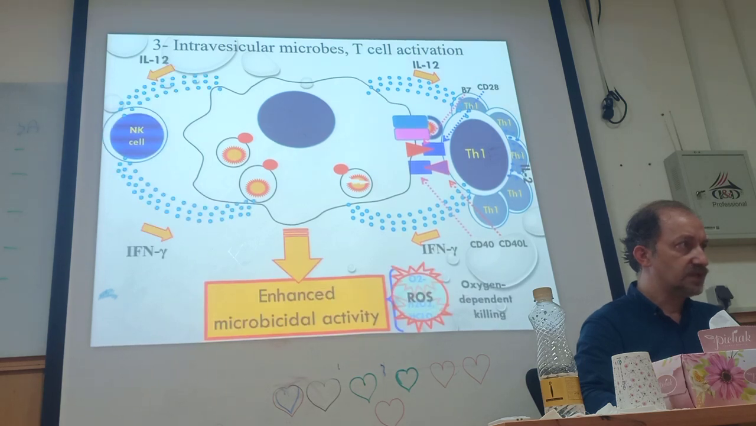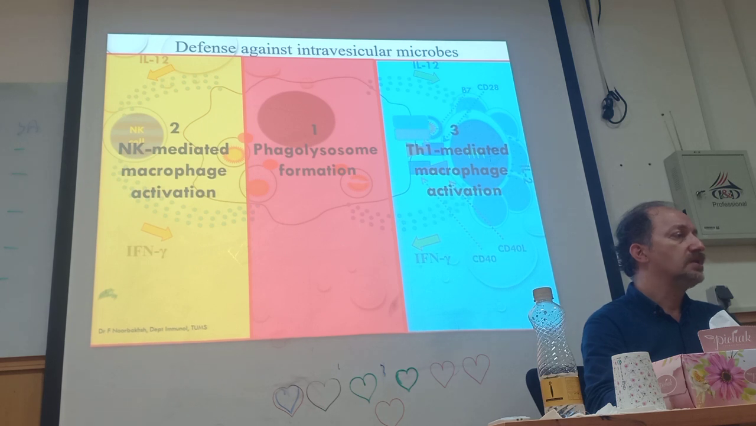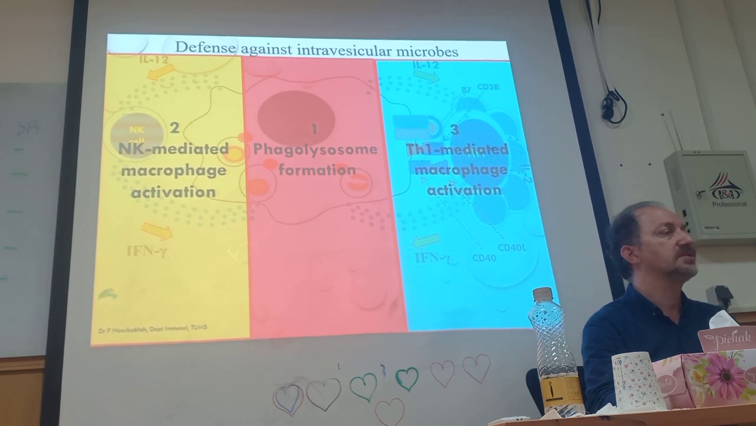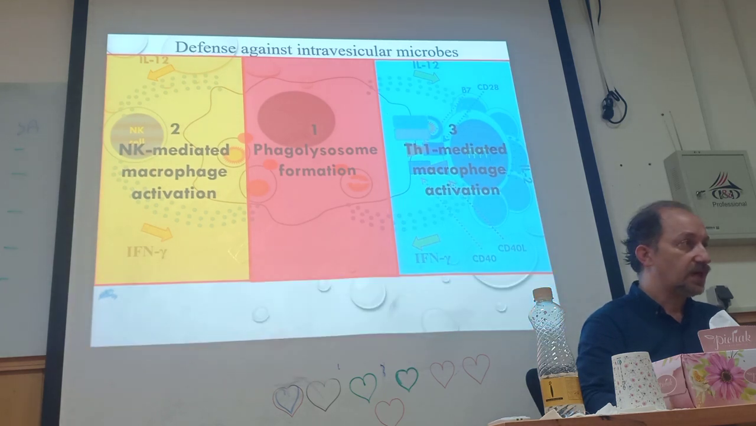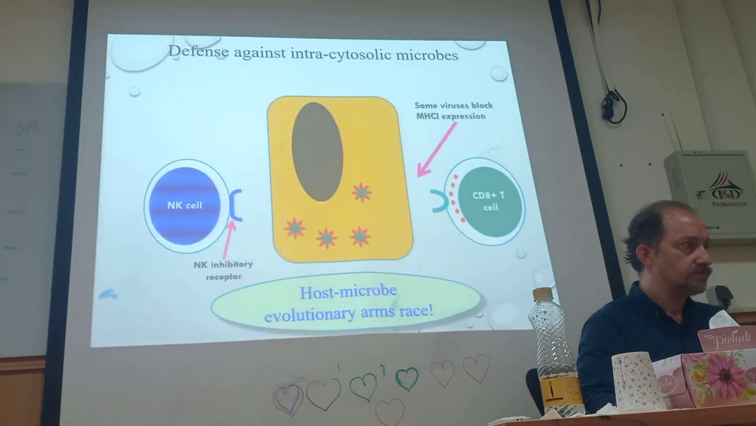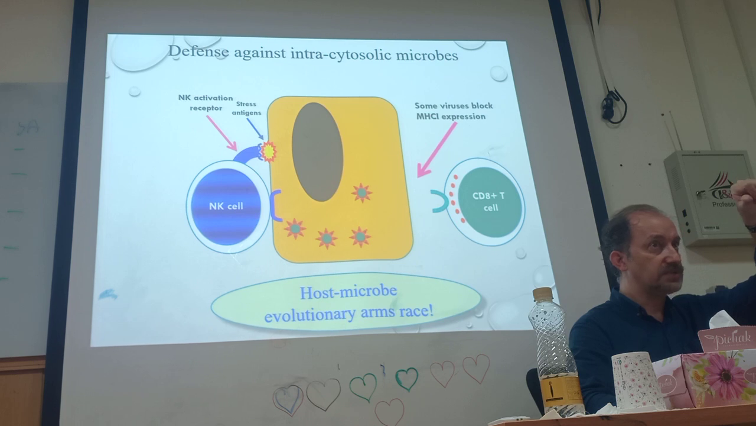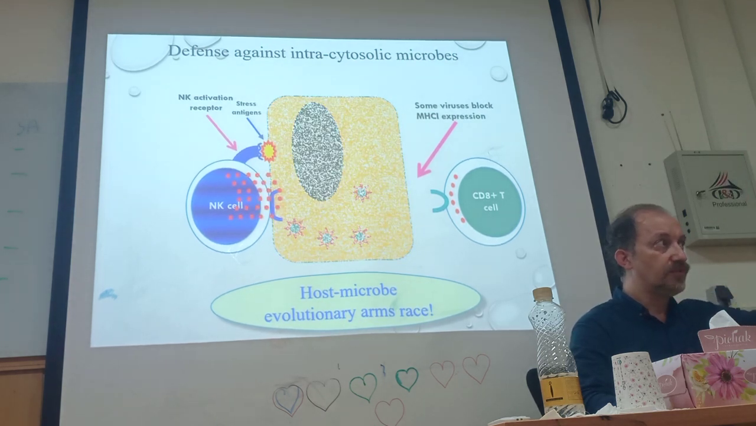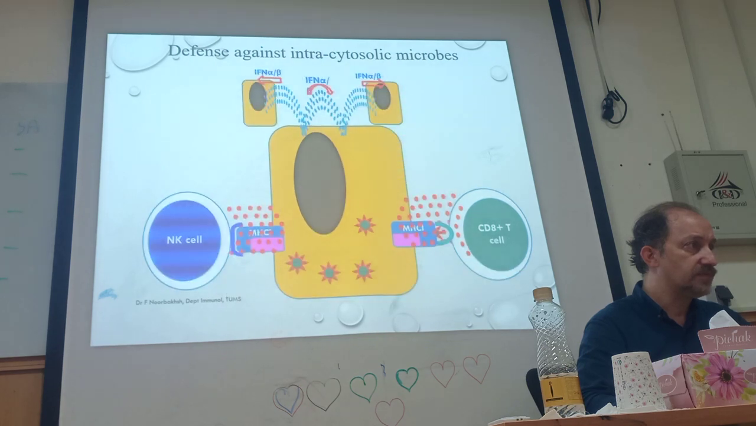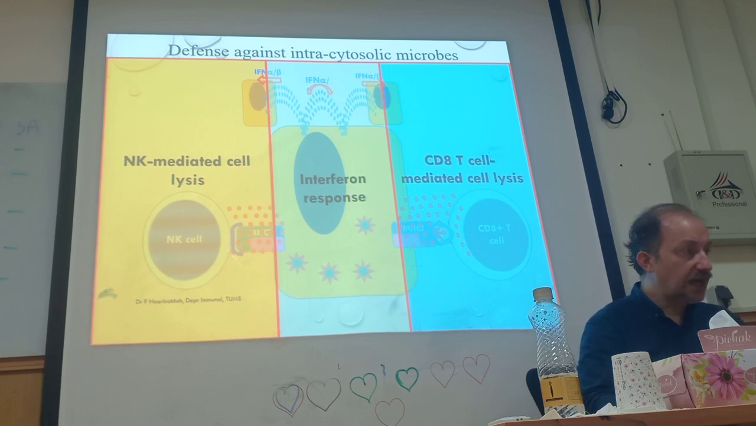This is intravesicular microbes, and in defense against intravesicular microbes, we have three phases. First, phagolysosome formation. Two, NK-mediated macrophage activation. And three, TH1-mediated macrophage activation. This is the difference against intravesicular microbes. And in intracytosolic microbes, so if I ask some question, you know which one is intravesicular and which one is intracytosolic. When I ask you, select one pathogen and ask you about the process, you should know which one is intravesicular and which one is intracytosolic, and which mechanism. So this is the interferon response, CD8 positive T cell mediated cell lysis, and NK mediated lysis.